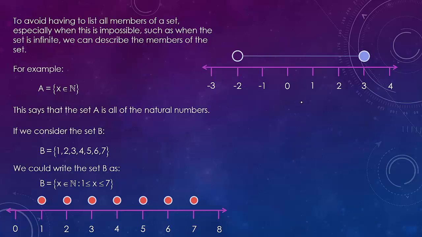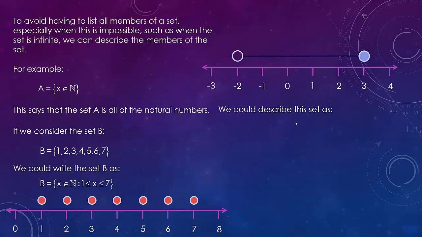Now consider this set. And note the blank circle means -2 is not included. The 3 has a filled in circle, so 3 is included. And the line between them indicates that numbers in between, and not just the counting numbers or the integers, are included. That's why there weren't lines between here.